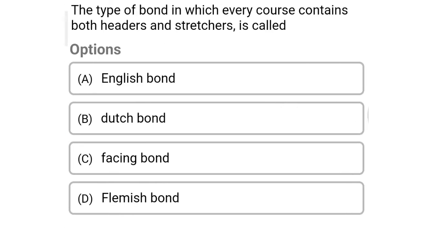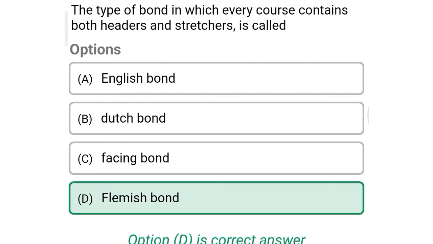So next question, the type of bond in which every course contains both headers and stretchers is called option A English bond, option B Dutch bond, option C facing bond, option D Flemish bond. So the correct answer is option D Flemish bond.